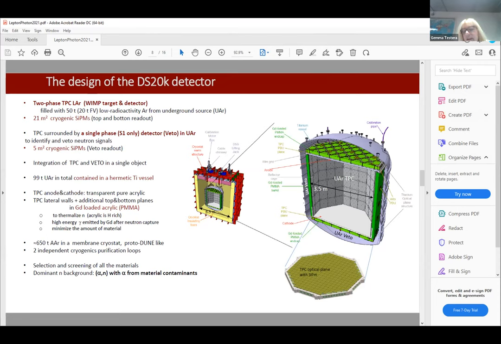The TPC is realized basically in acrylic, which is a material that can be very radiopure. Pure acrylic is used for the anode and cathode, which is very transparent. And in green, you see acrylic loaded with gadolinium, so the gadolinium is embedded into the plastic material. Gadolinium, we know, is very important for detecting neutrons. Neutrons are thermalized by interaction with hydrogen in the acrylic, they are captured by the gadolinium, and the light is detected by the SiPMs in the veto.